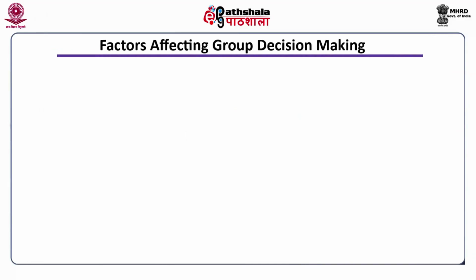Now let us discuss the factors which affect group decision making. There are a number of factors that affect the functioning of the group. The group decisions are dependent upon various factors, which are explained, like demographics.